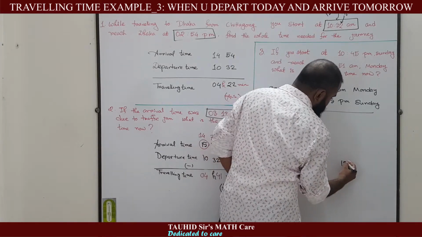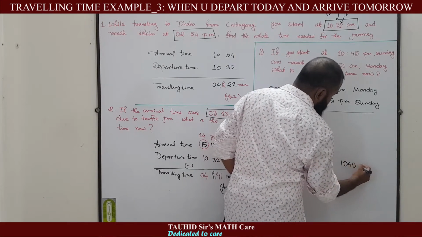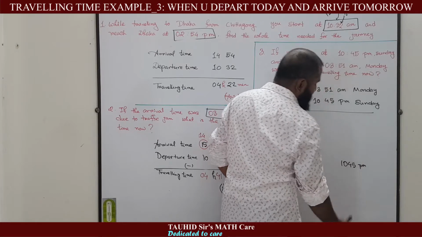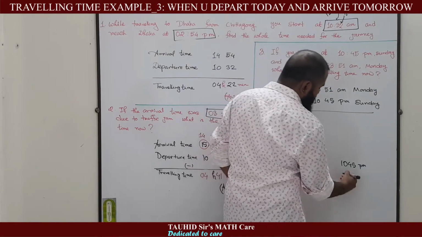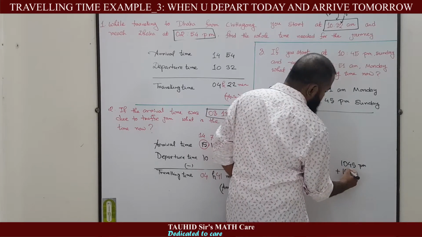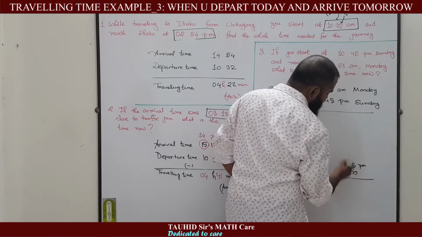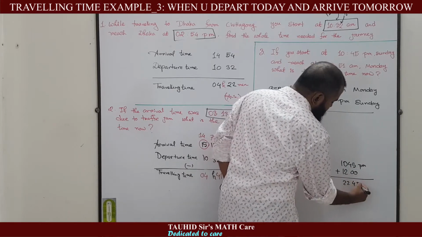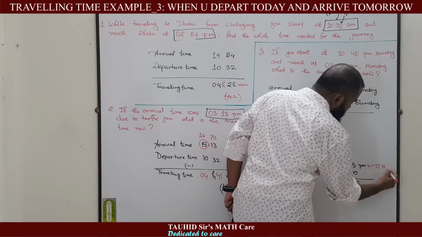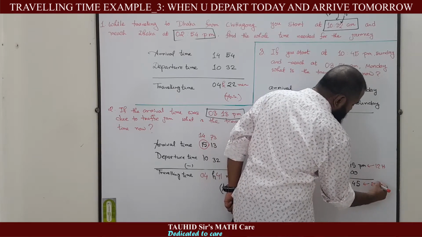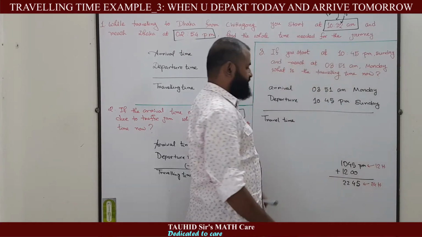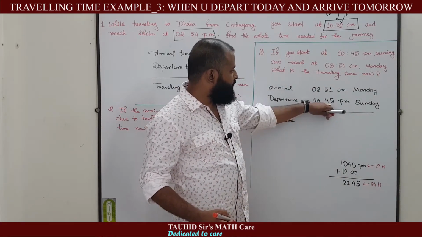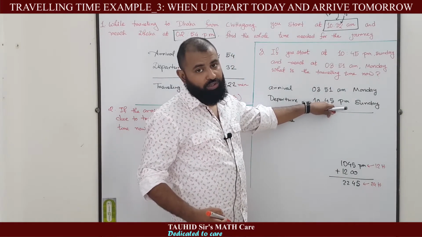So in 12-hour format, we have 10:45 PM. This is in 12-hour format. We need to add 12 hours to convert it to 24-hour. 22:45. This was 12-hour format and this was 24-hour format. So instead of 10:45, we will write 22:45.